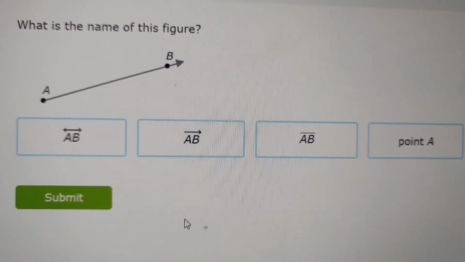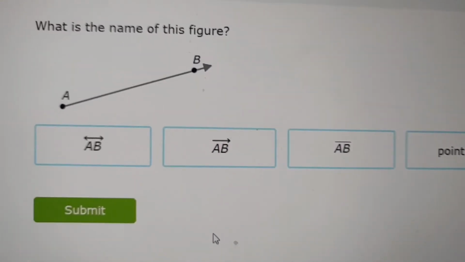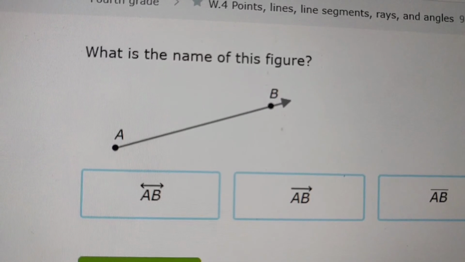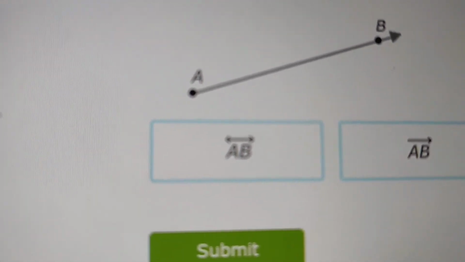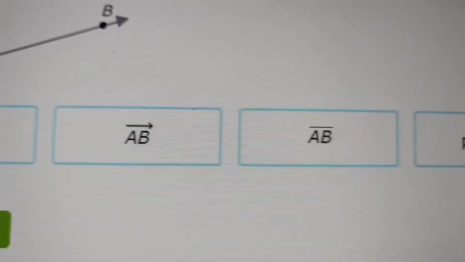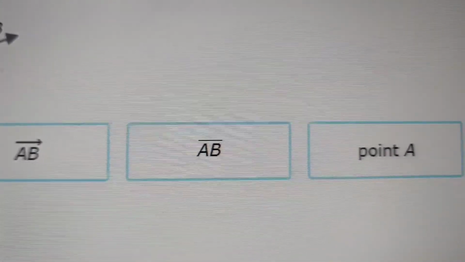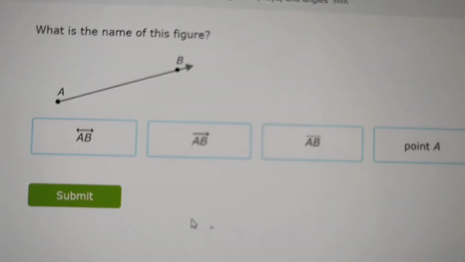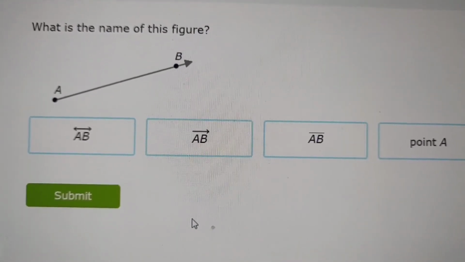Okay, next question. What's the name of this figure? Take a close look at the figure. And is it this choice, this choice, this choice, or this choice? Pause the video, make your choice, and then come back.